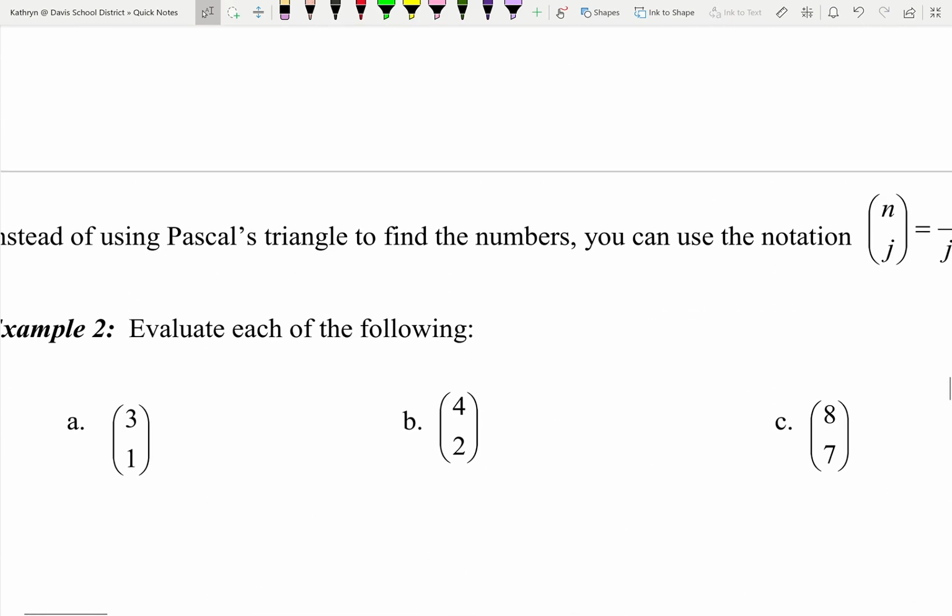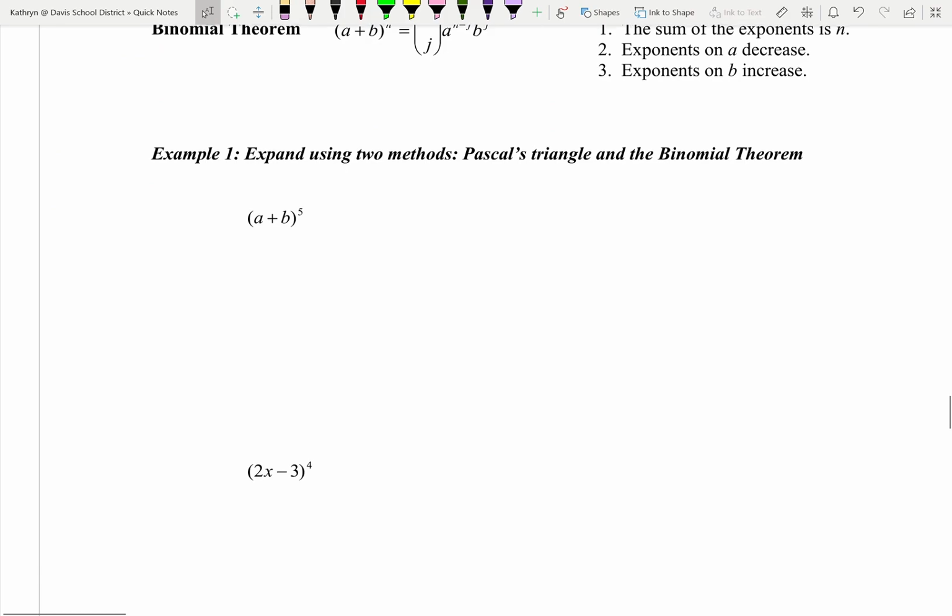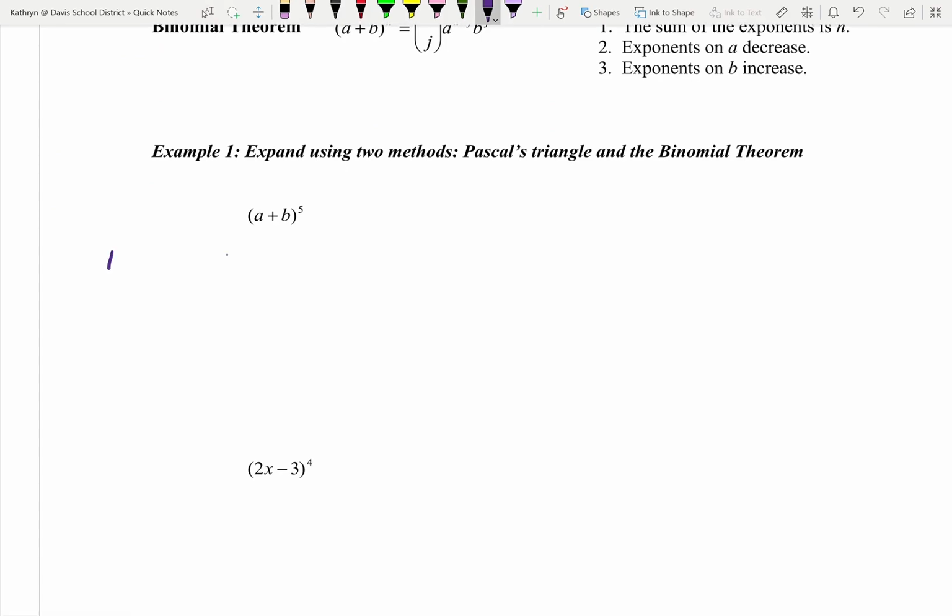I want to do one using Pascal's. Okay, so look at the 5. That means you look at row 5: 1, 5, 10, 10, 5, 1. So I want you to go 1, leave some room, plus 5, leave some room, plus 10, and then another 10. 1, 5, 10, 10, 5, and then 1. Okay?